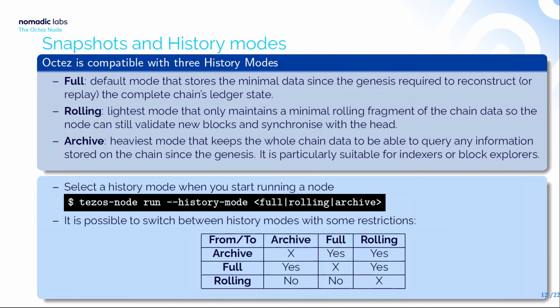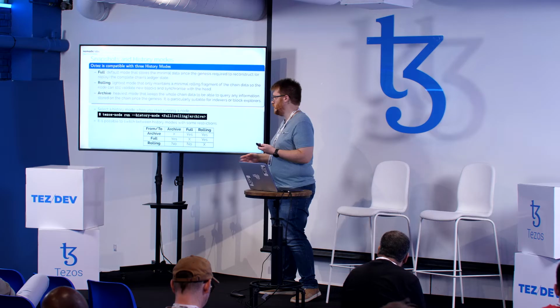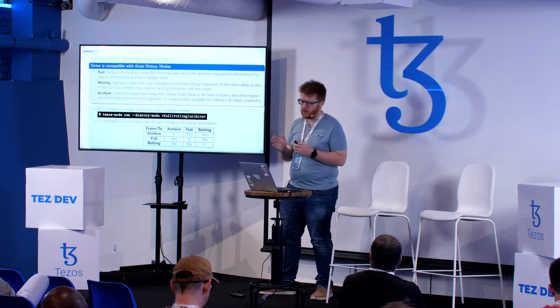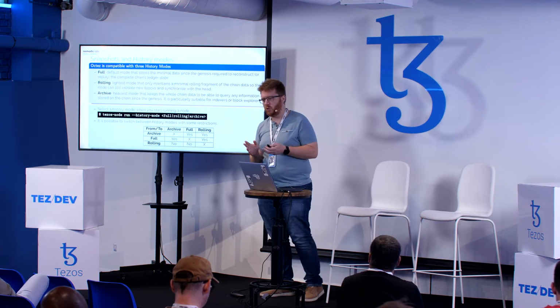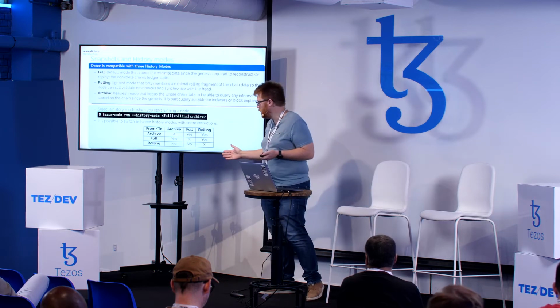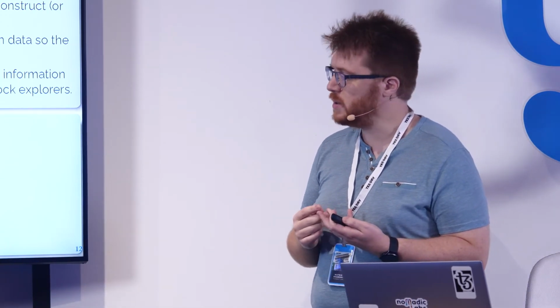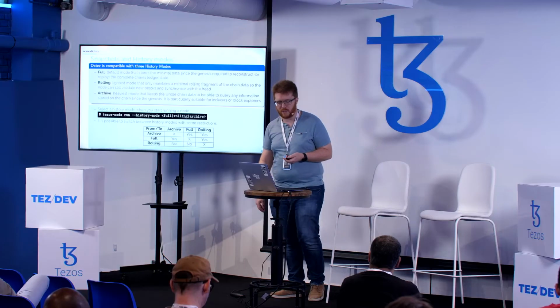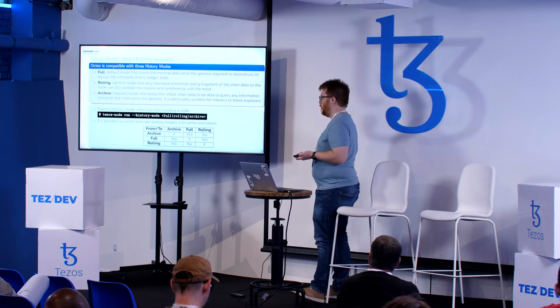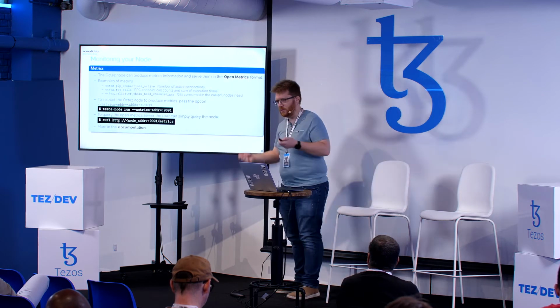You can specify when you run a node which history mode you want, and you can switch with some constraints between modes. For instance, if you have started your node in archive mode, you have all the information of the chain, and you can easily switch to full or rolling mode at any time by removing some of the information. But of course, if you are in rolling mode and you only know the recent state of the chain, you cannot go back to archive mode because you cannot reconstruct the data you don't have. But you can still find a snapshot for archive and restart a node in archive mode.